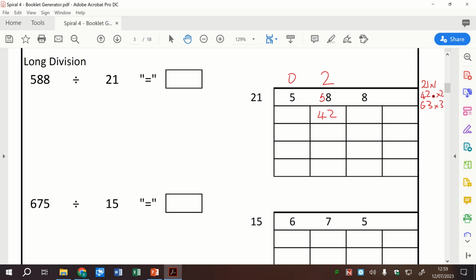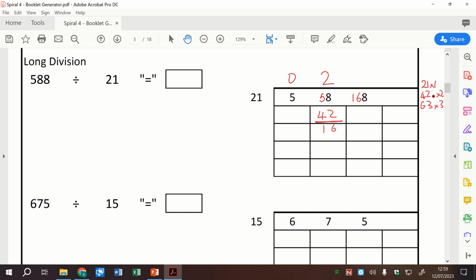So I can take away 42 from that, and I get 2 from 8 is 6, and then 40 from 50 is 10. So I've got 16 remainder. So I'm going to put that 16 remainder there. And I've just got to keep going and adding 21 until we get to 168.